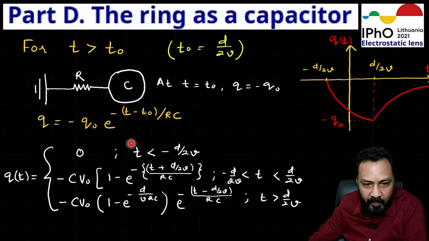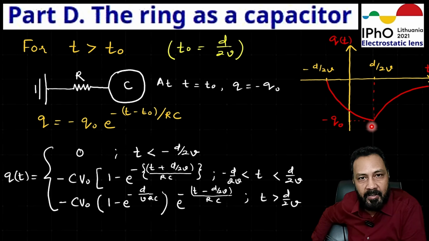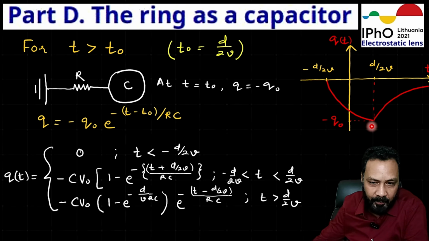And in this plot, this is charging, this is increasing, but charging continues till d by 2v, and after that this is discharging. The time constant of this discharging is RC. So here let's try to understand. In one time constant, 63% of discharging is complete. What do I mean? In one time constant, 37% of the initial charge is remaining.